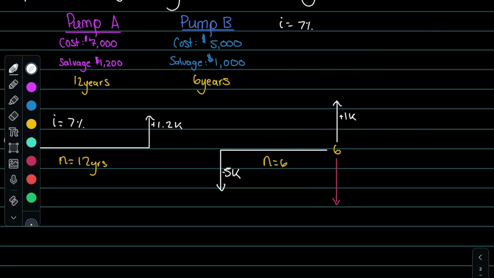So the reason we do that is because this pump can last us 12 years. This pump lasts us 12 years, and pump B only lasts us 6 years. So we have to draw this one out 12 years in order to accurately compare it to pump A, right?